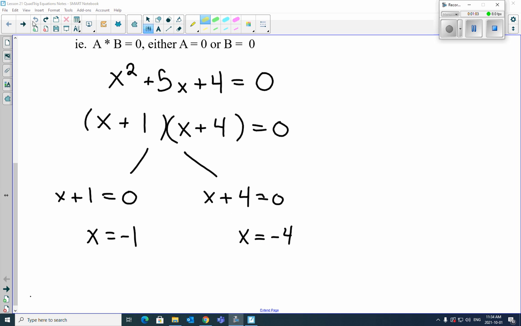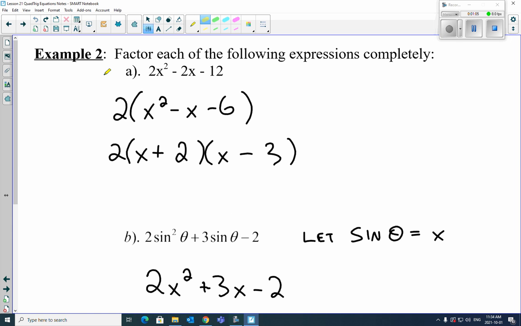Okay, next page. So here, again, factor each of the following expressions completely. Now this one doesn't say solve, this one just says factor. So again, it's more factoring. GCF, take out the 2. We end up with x squared minus x minus 6. Factor this into its two binomials. The negative in front of the 6 means the signs are different. Factors of 6 are 2 and 3, right? So x times negative 3 is negative 3x. Positive 2 times x is positive 2x, and that gives us our negative x here.